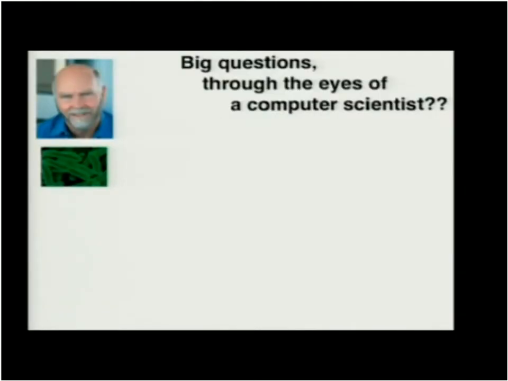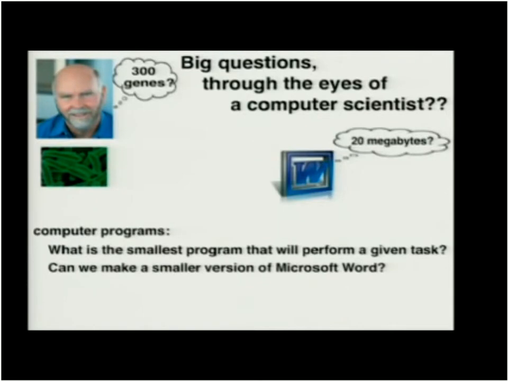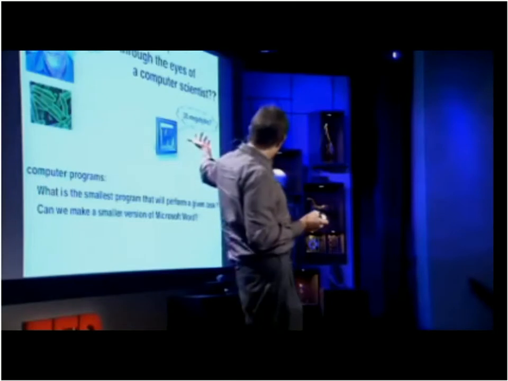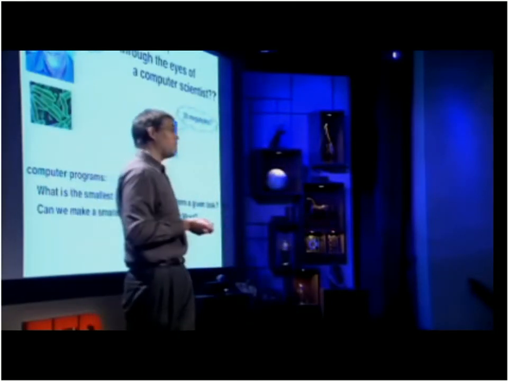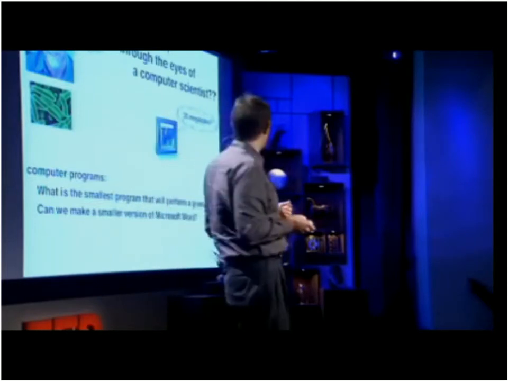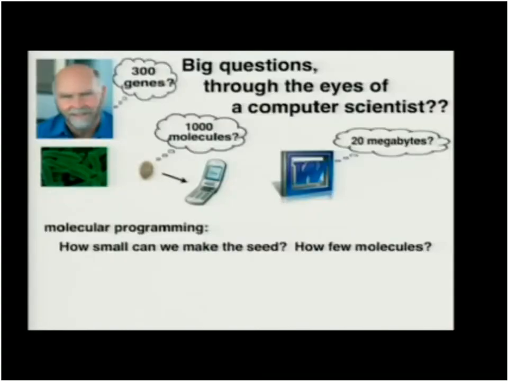One of them is Craig Venter's question. Turns out I think he's actually a computer scientist. He asked, how big is the minimal genome that'll give me a functioning microorganism? How few genes can I use? This is exactly analogous to the question, what's the smallest program I can write that'll act exactly like Microsoft Word? And just as he's writing genomes that'll work in bacteria that will be smaller, we could write smaller programs that would do what Microsoft Word does. But for molecular programming, our question is, how many molecules do we need to put in that seed to get a cell phone? What's the smallest number we can get away with?